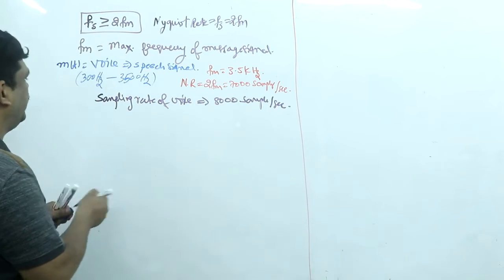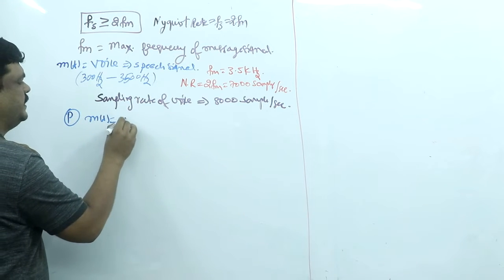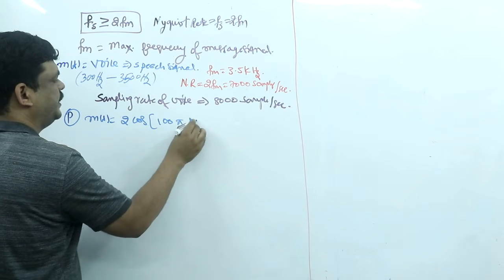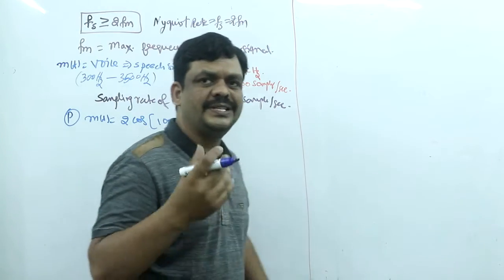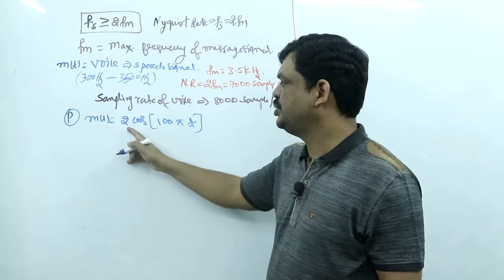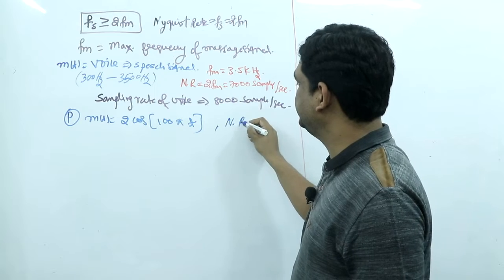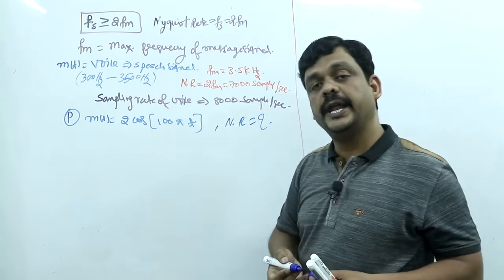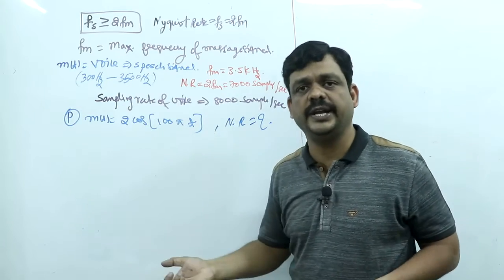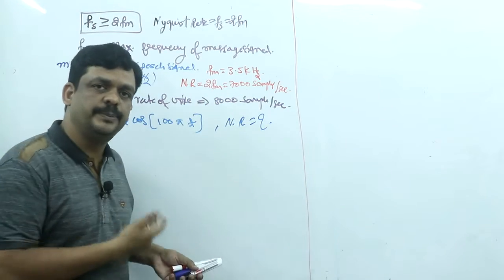Now, I am taking one more problem here. The modulating signal is 2 cos of 100 pi t. So one sinusoidal signal is given here. The modulating or message signal is 2 cos of 100 pi t. Then what is the Nyquist rate of the given signal? To find the Nyquist rate, first of all we have to find the maximum frequency of the message signal.